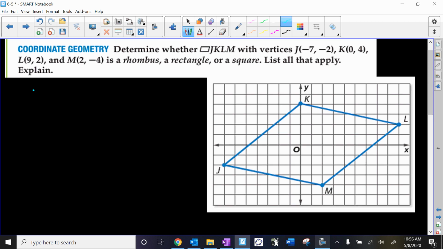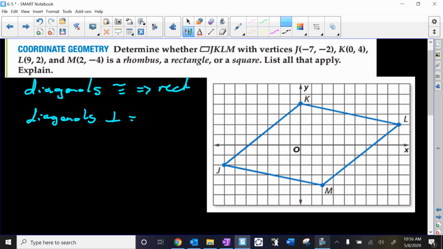Remember, if the diagonals were congruent, that showed a rectangle. If the diagonals are perpendicular, that was a rhombus. And if it was both, then it was a square.